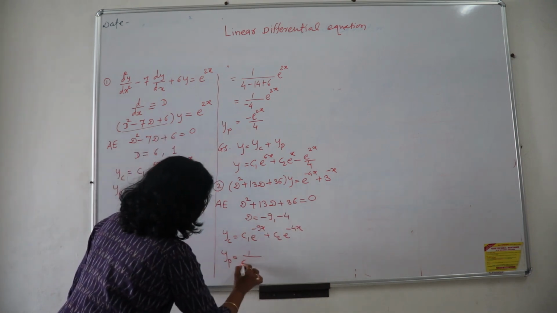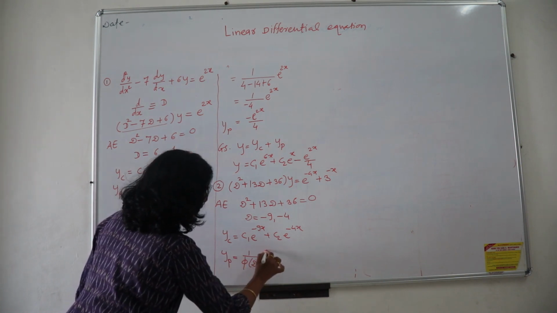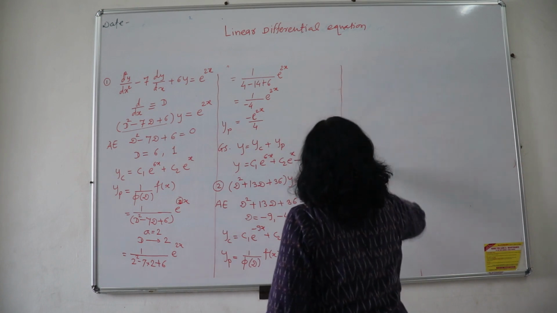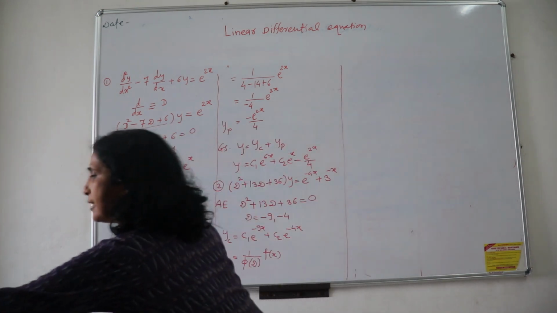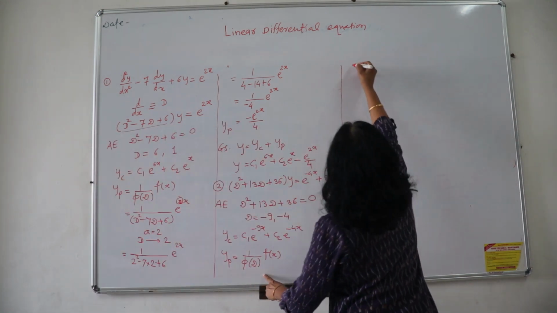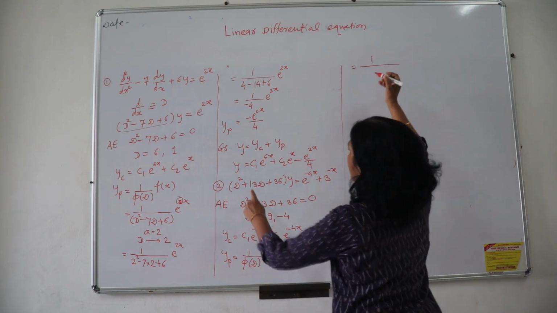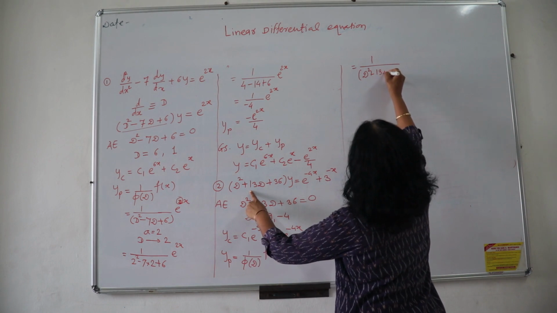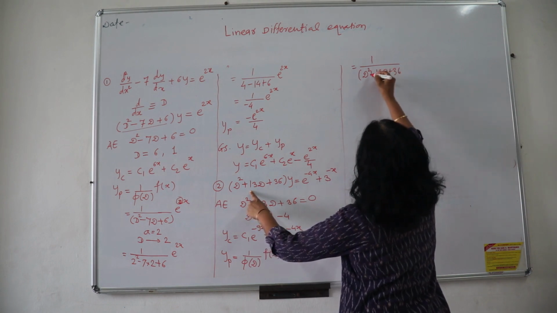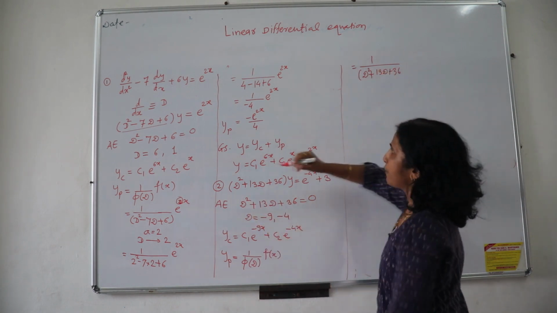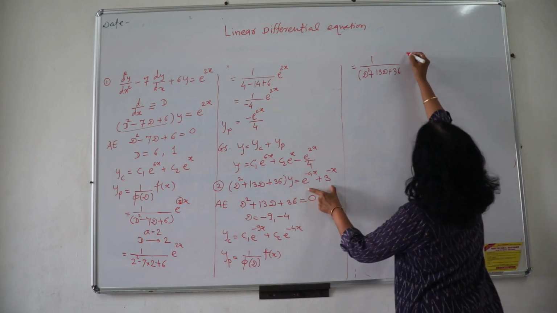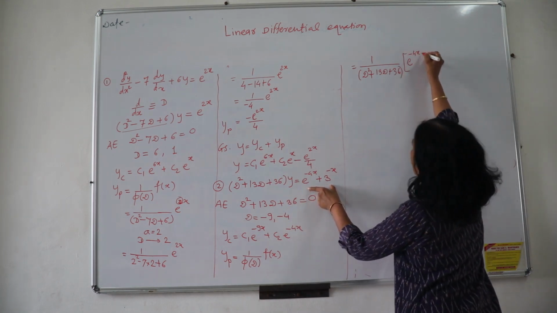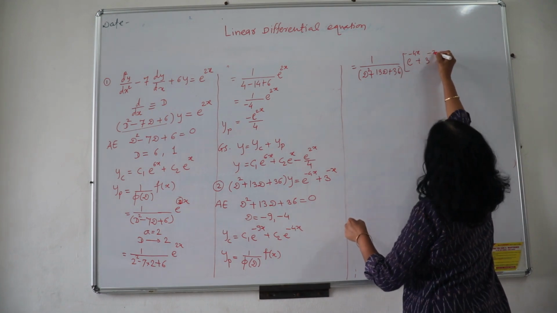Yp is 1 upon phi d multiplied by f(x). Now let us place the values and just go on calculating. So what we are getting, please see here. 1 upon phi d. Phi d is this quantity, d square plus 13d plus 36, and then your function. Now here I was having only one term, here I have 2. So I have to place the bracket here: e raised to minus 4x and plus 3 raised to minus x.